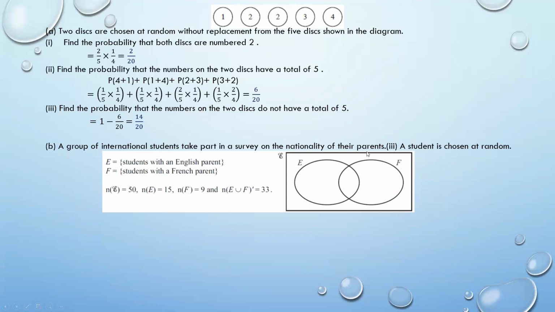Now this is the clue. You have a total of 50. n(E) is 15, n(F) is 9, and (E union F) complement is 33. So from here, you know 33 must be outside.